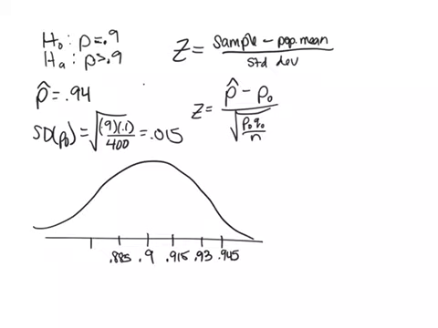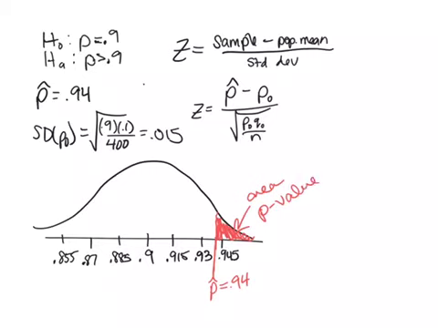So remember, we add 0.015 and then we subtract it. And our model is centered at 0.9. But what we're interested in is 0.94. Here's our p hat, 0.94. And this area represents the p-value: the probability of getting our sample of 0.94 if the actual proportion in that city was 0.9.